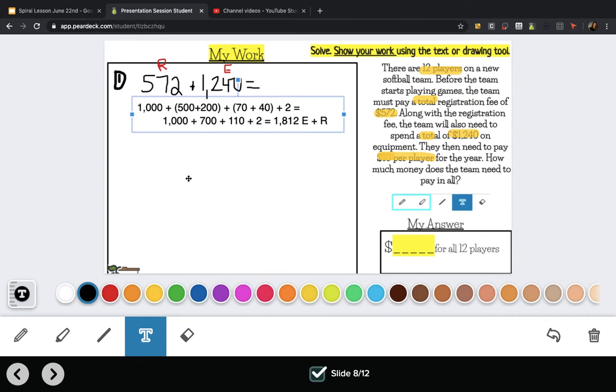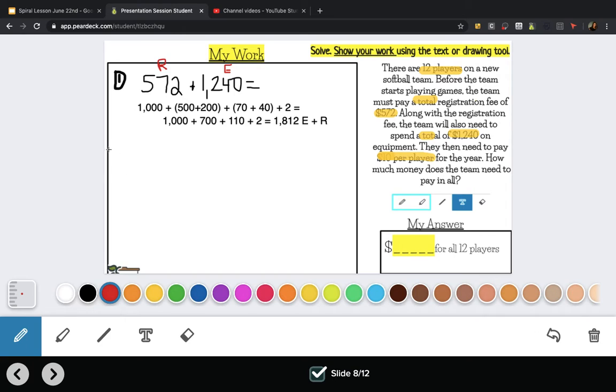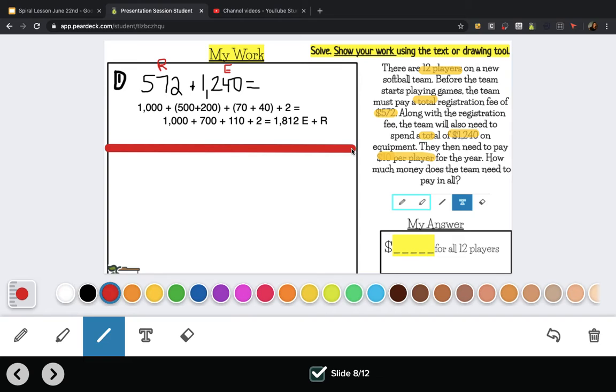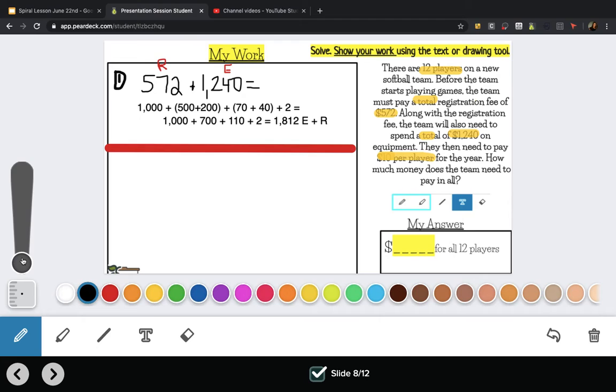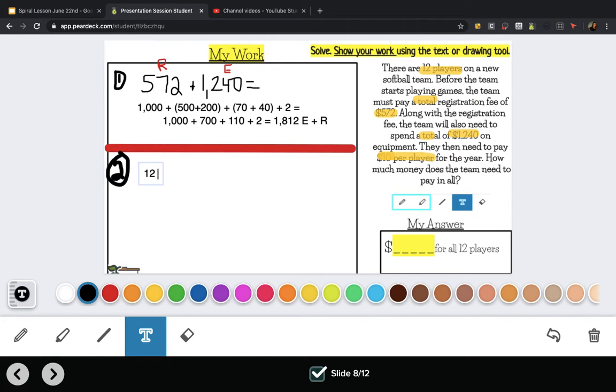Okay. However, it also states, I'm going to draw a line here and do my step 2. It also states that each player must pay $10. So when I hear that each player must pay $10, I look back at the problem and I know there's 12 players. So that means I'm going to have to do 12 times 10, which is $110. Sorry, $120. Okay? For the 12 players.